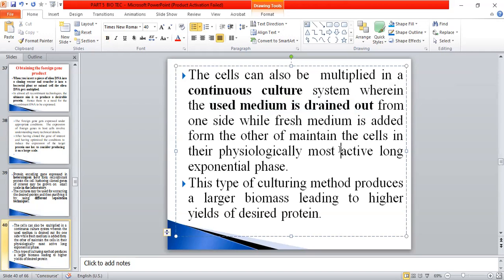We cannot use the same medium every time. Take an example: in any lab we are doing some process each and every time. See that one. I will show you how it will be. This one.